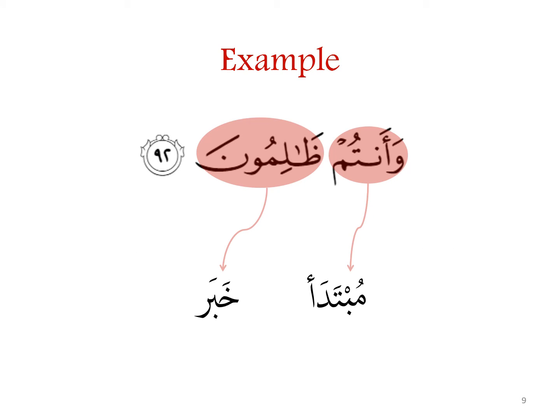From the Quran, we can see a verse here, or a section of a verse that says, وَأَنْتُمْ ظَالِمُونَ. Now here we have a pronoun, a dhamir, antum. And it means you, in the plural, masculine.